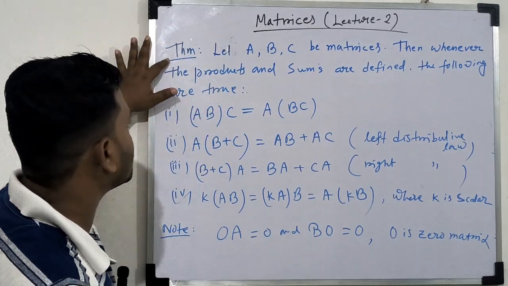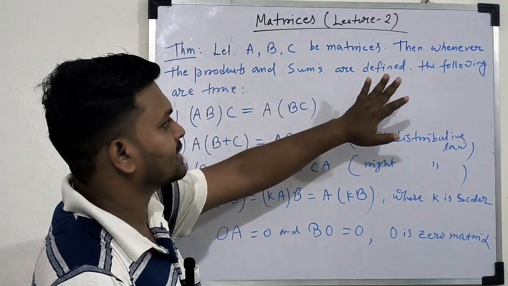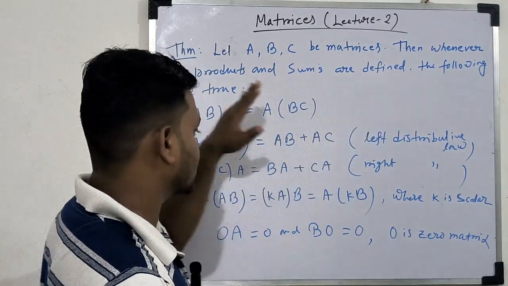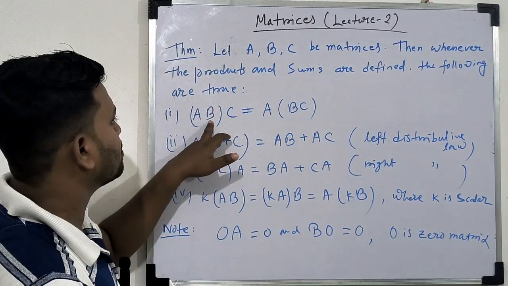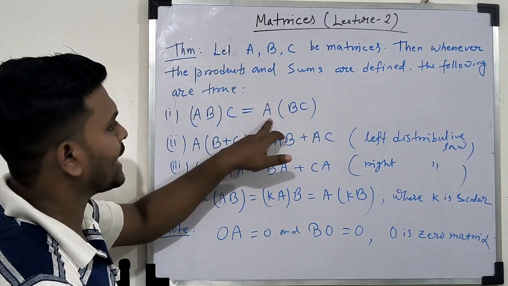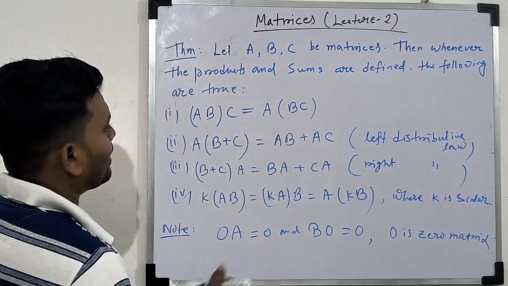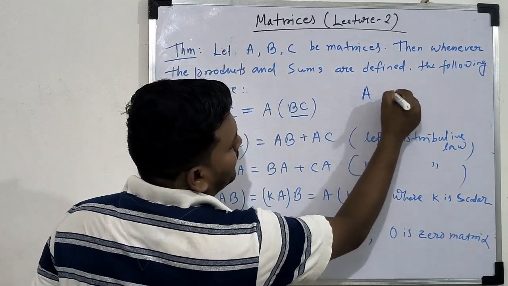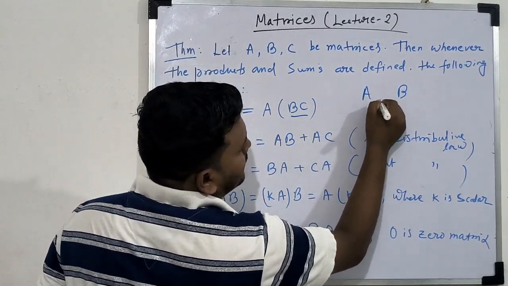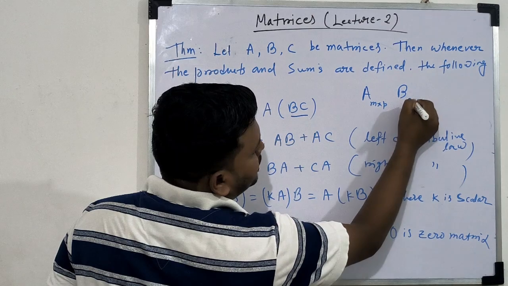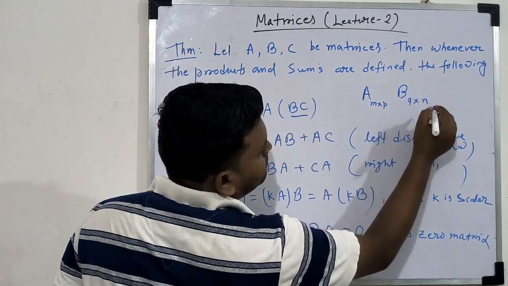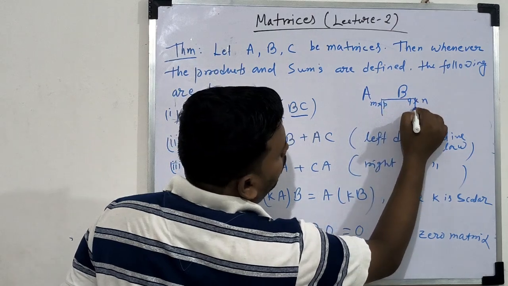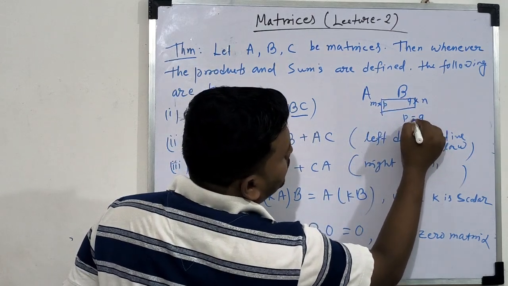Here is one theorem. Given that A, B, C are matrices, then whenever the products and additions are defined, the following are true. A into B into C is equal to A into B into C, whenever this is possible and this is possible. So we know that if A is M cross P and B is Q cross N, then this multiplication AB is possible only if P equals Q.